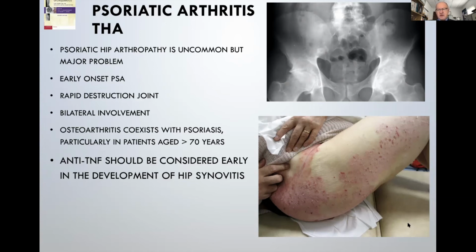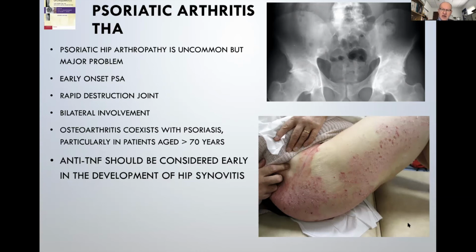One thing to not get confused about is that you may have patients who have osteoarthritis with coexistent psoriasis. They're usually over 70 years of age. This is not the same as psoriatic arthritis. The two conditions are very separate. If you have a patient who's presenting earlier with involved hips, think about anti-TNF starting this early to slow down the development of hip synovitis.